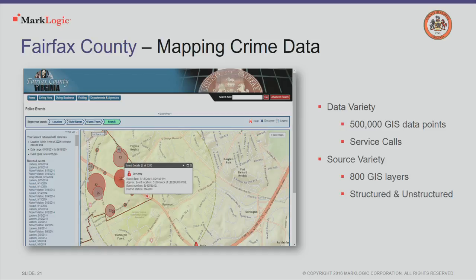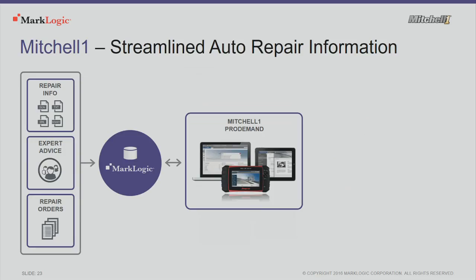As I said, structured and unstructured information. And the interesting thing about the 800 geo-information service layers was lots of them didn't even conform to any particular schema. So they loaded as is, or they either transformed on the way in or transformed after to provide this service for their citizens.